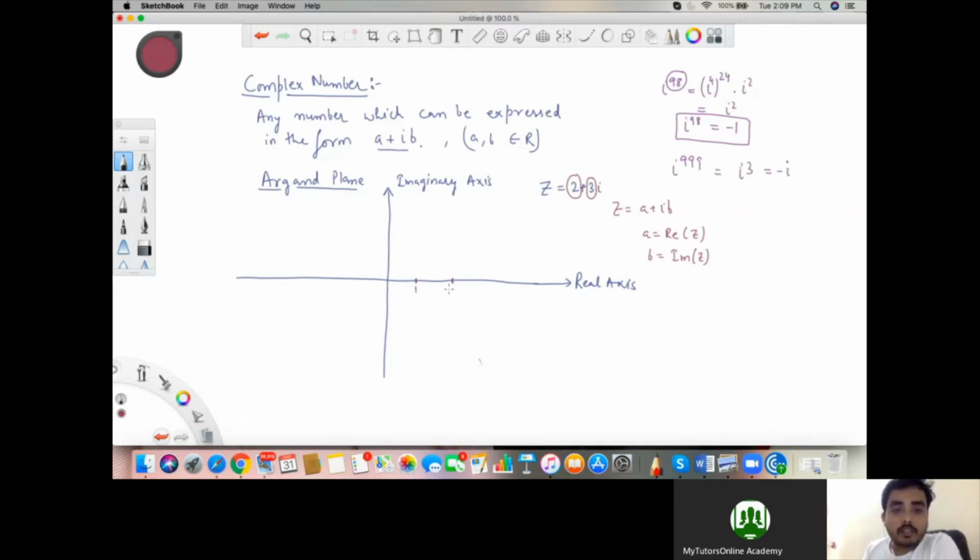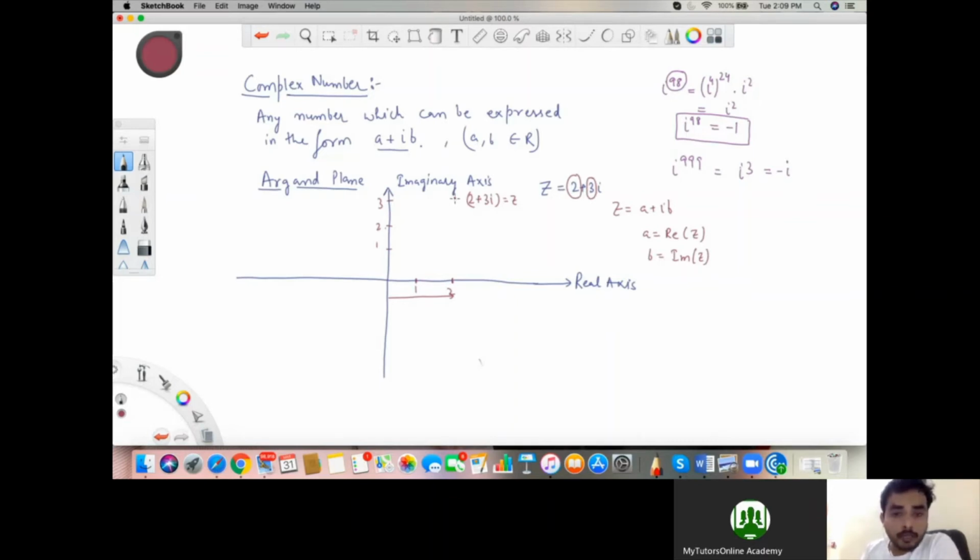Let's say this is 1, this is 2. I am traveling two distance on the real axis, and if I need to travel 3 units here, that will be 1, 2, and 3. This is (2, 3), or I can directly write this as 2 plus 3 iota equals z here. So this is the point z equals 2 plus 3 iota in the Argand plane.